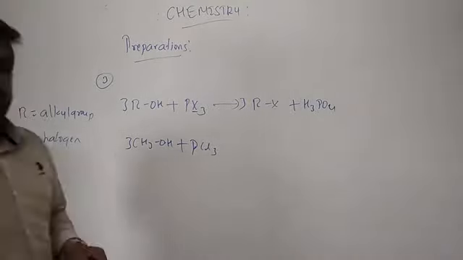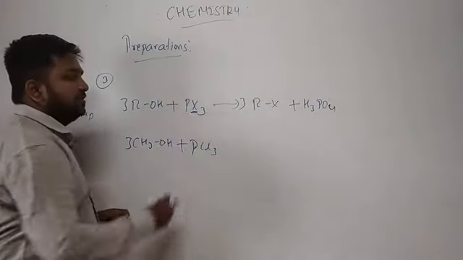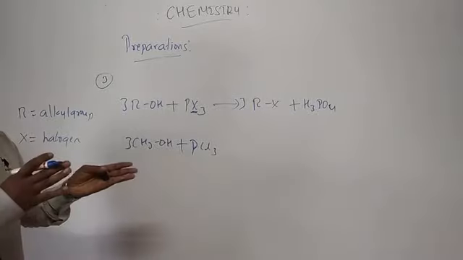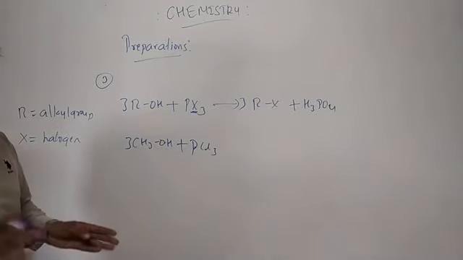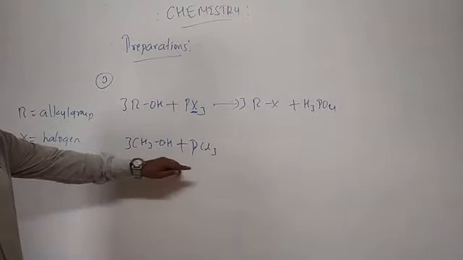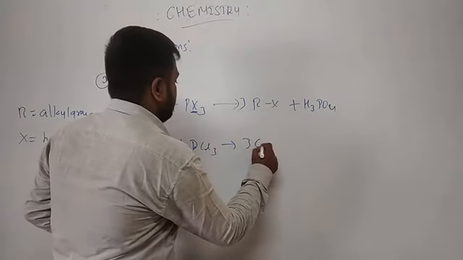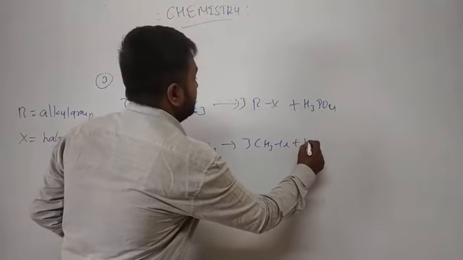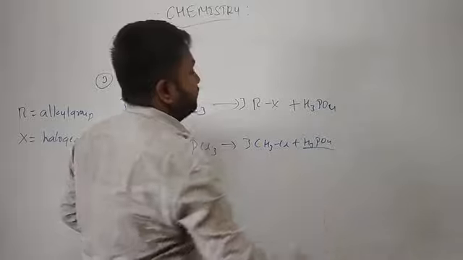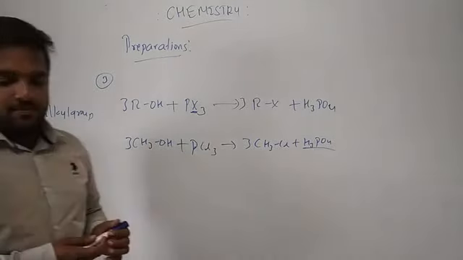There are some more particular reactions where you need to substitute only a particular halogen for the place of X, that is chlorine and bromine itself. I will tell you, but in this reaction we can substitute any halogen. Okay, so we are substituting chlorine. So what you get is CH3Cl plus H3PO3, that is phosphorus acid. Clear? So this is the third type of preparation.